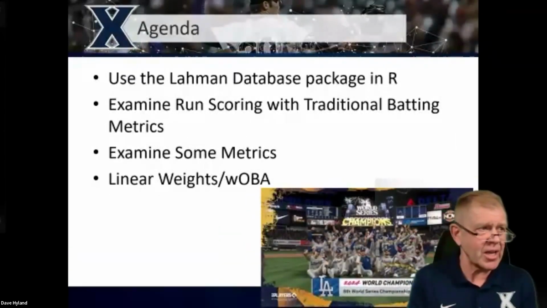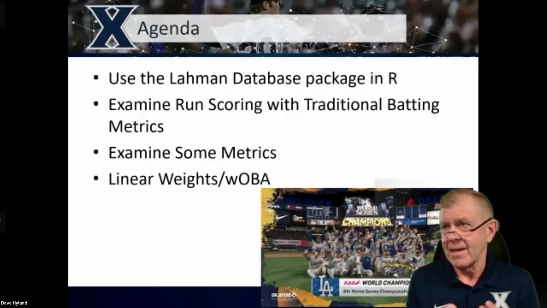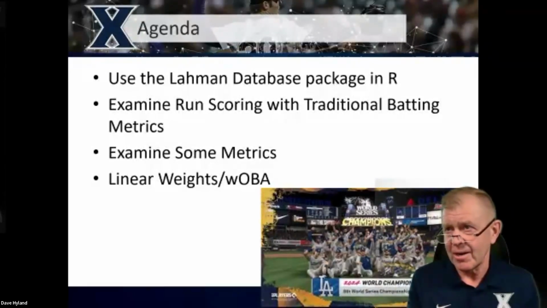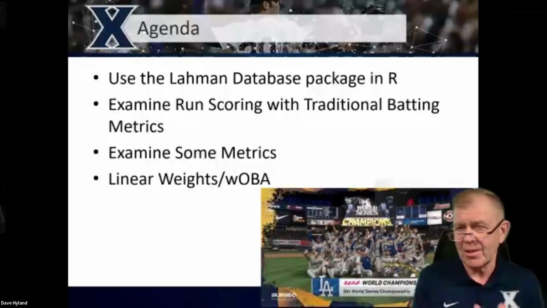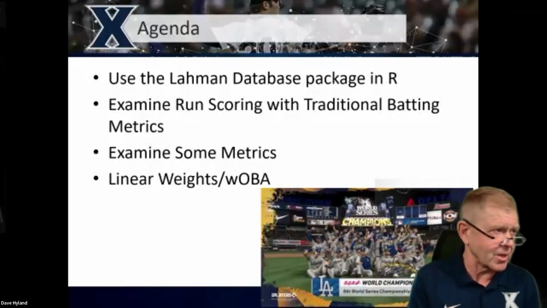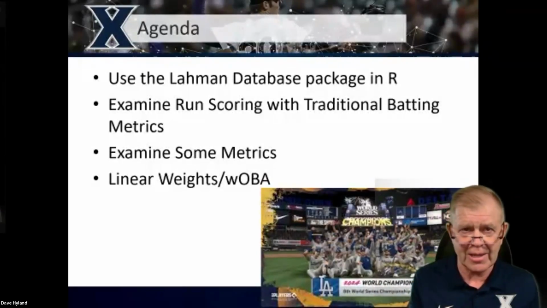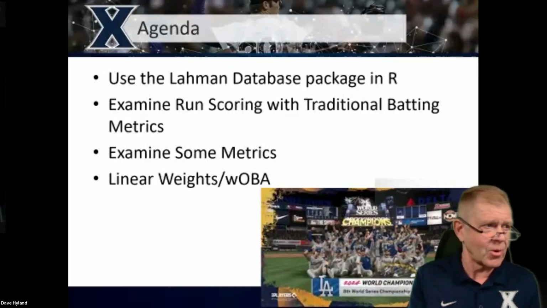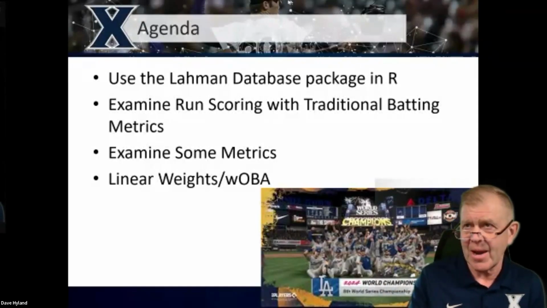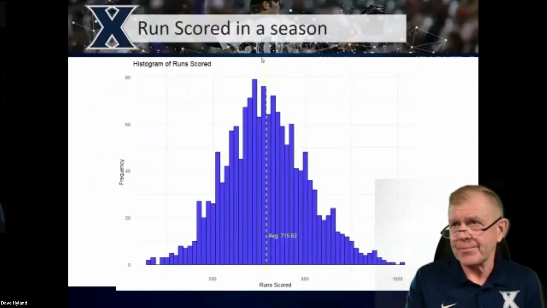All right, so here's our agenda. We're going to use the Lahman database package in R, and we're going to examine run scoring with traditional baseball metrics. We're going to look at some of those, and eventually we're going to talk about how to create linear weights in wOBA and how we tend to think about the game now.